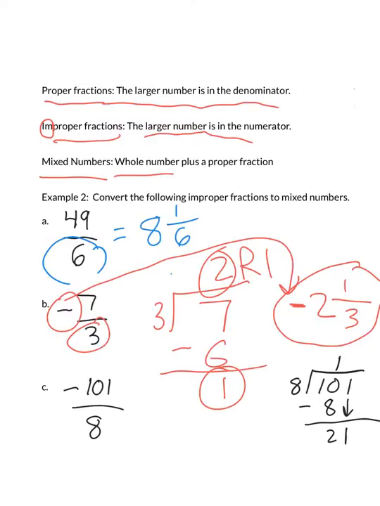So now I'm going to do 8 into this 21. It's going to go in 2 times. 2 times the 8 gives me 16. Go ahead and subtract. 21 minus your 16 gives you 5.